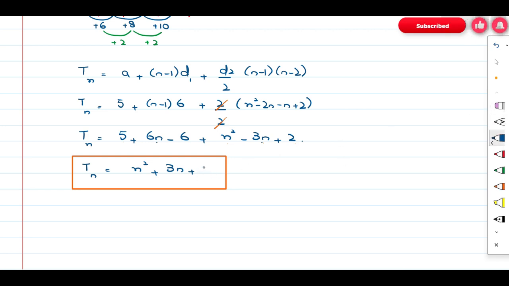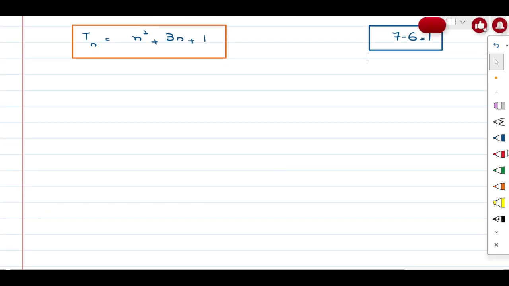So this is 1.5 plus 2, 7, and that 7 minus 6. 7 minus 6 is just 1. I did this as well over here, right? Okay, let me do another example.